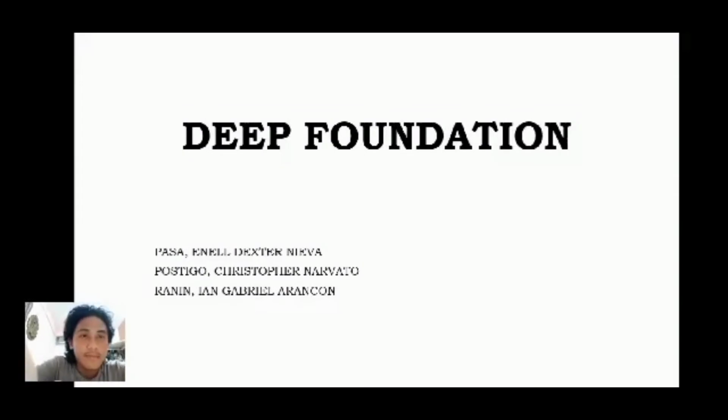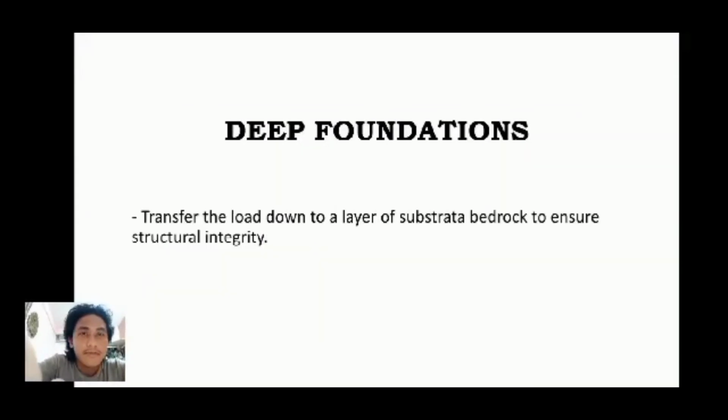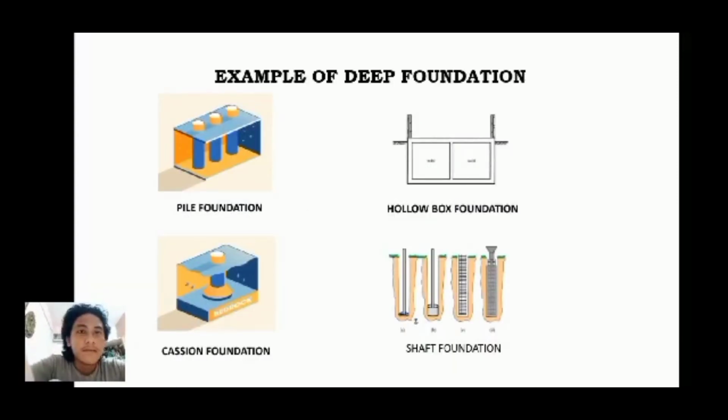Deep foundation. Deep foundations transfer the load down to layers of substrata bedrock to ensure structural integrity. These are examples of deep foundation. First one is pile foundation, hollow box foundation, cushion foundation, and shaft foundation.